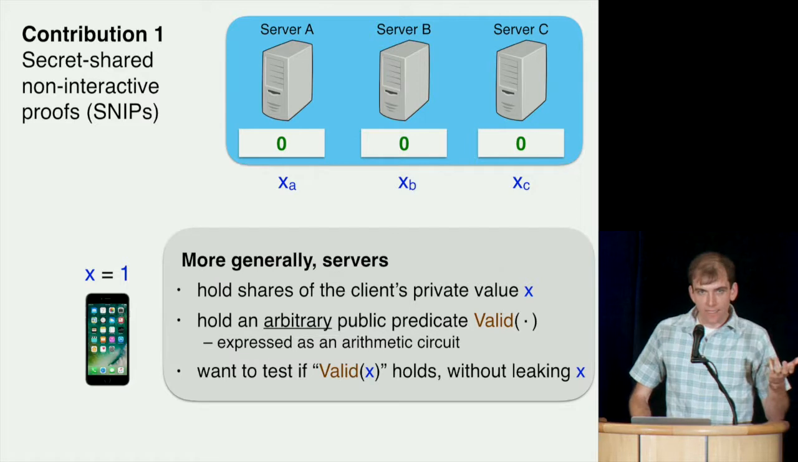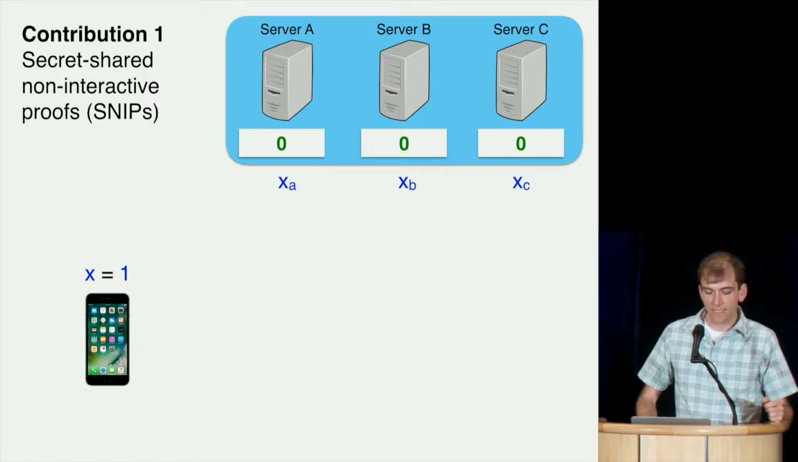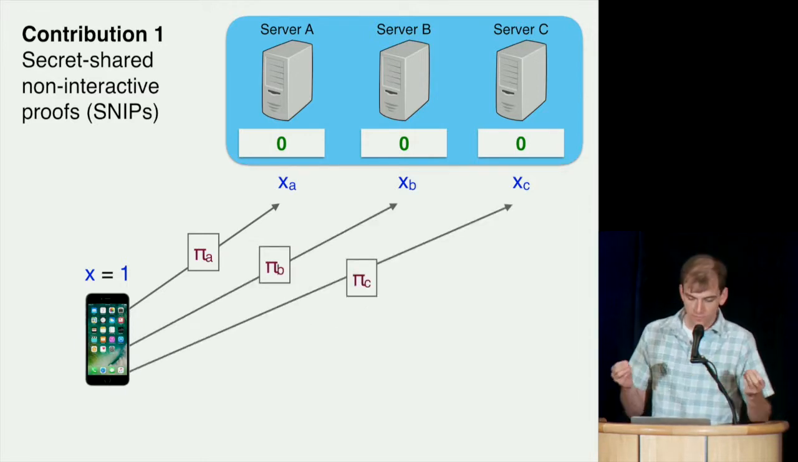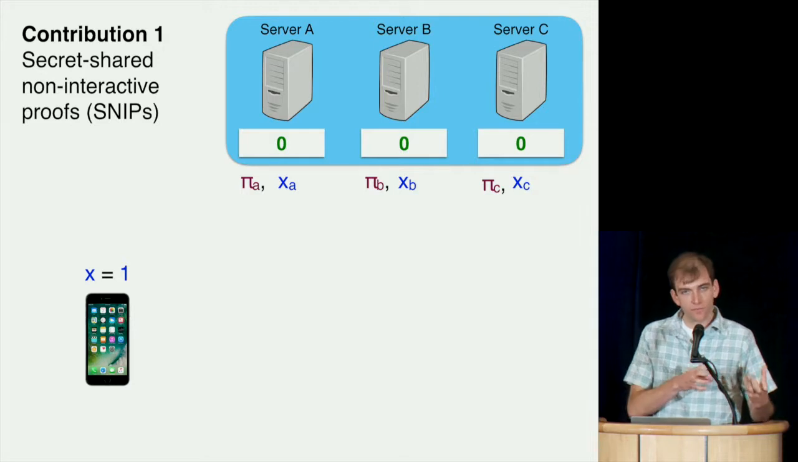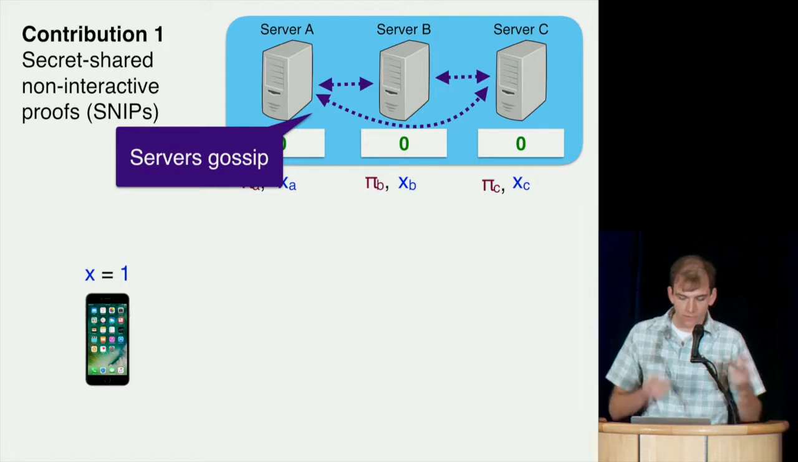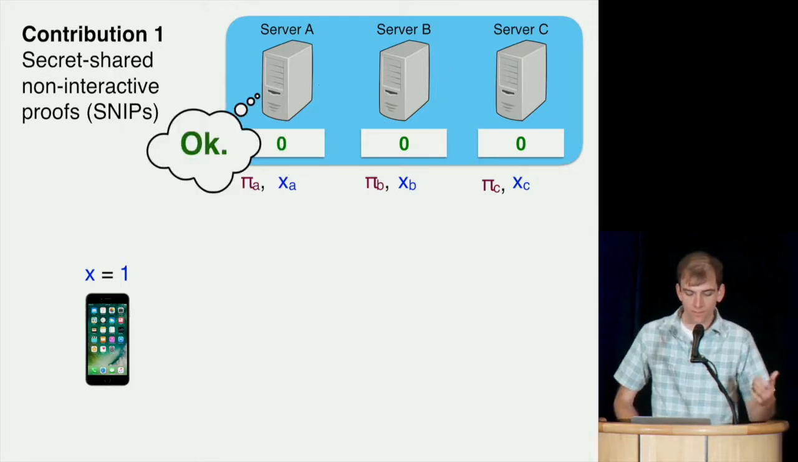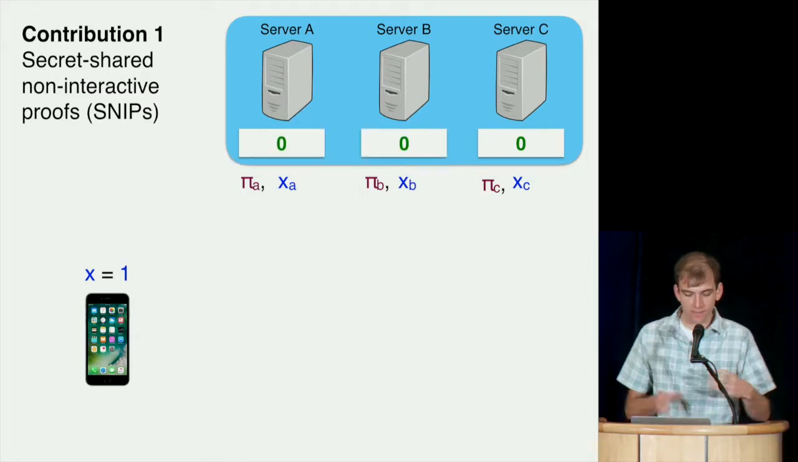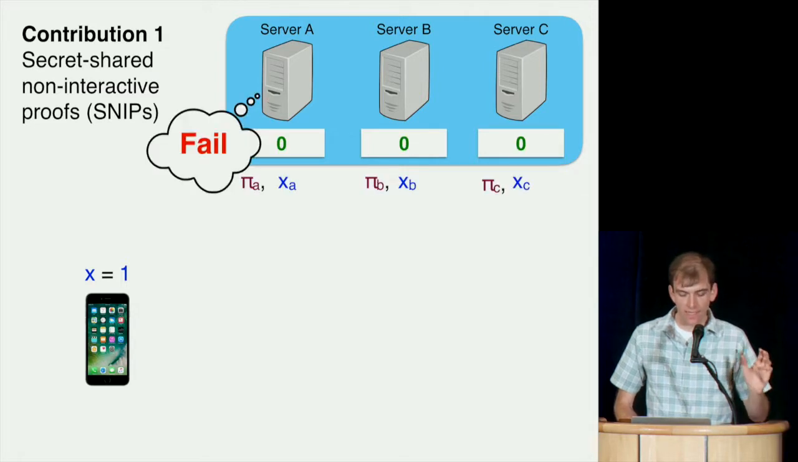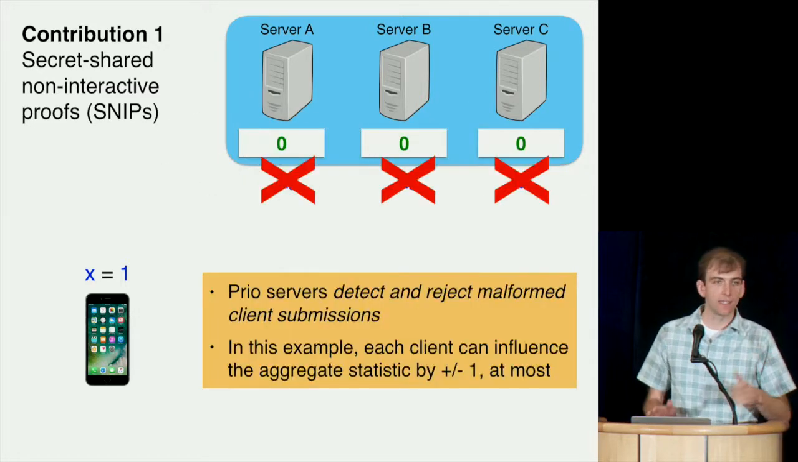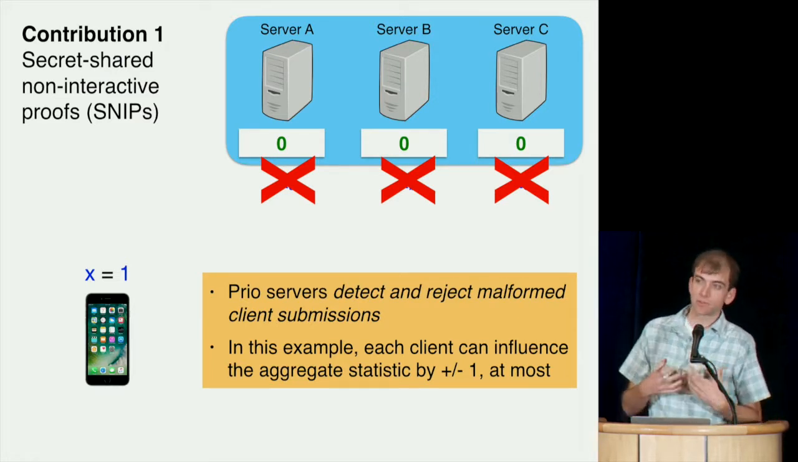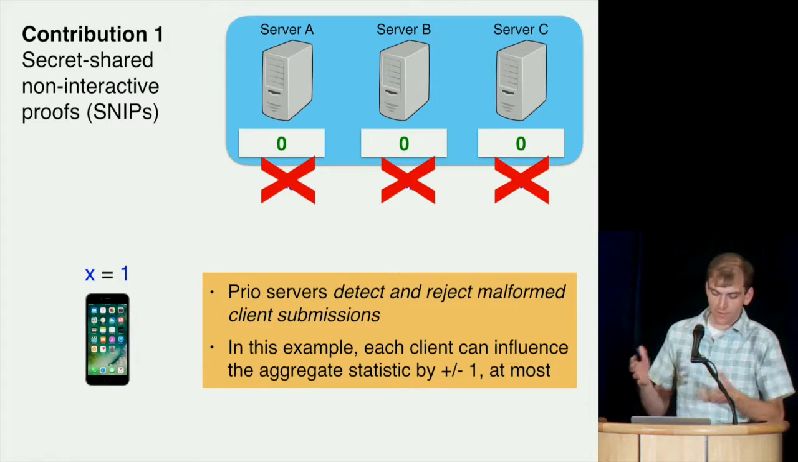At a very high level, the way we do this is by having the client send to each of the servers a proof string. So in addition to a share of X, it sends a share of a proof. Now, given these proofs and these shares of X, the servers can gossip amongst themselves. And after they talk to each other a little bit, they'll either conclude that X is well-formed, in which case they'll accept these shares of X and aggregate them. Or the servers will conclude that X is ill-formed, in which case they'll just reject the client's request and go on to processing the next one.